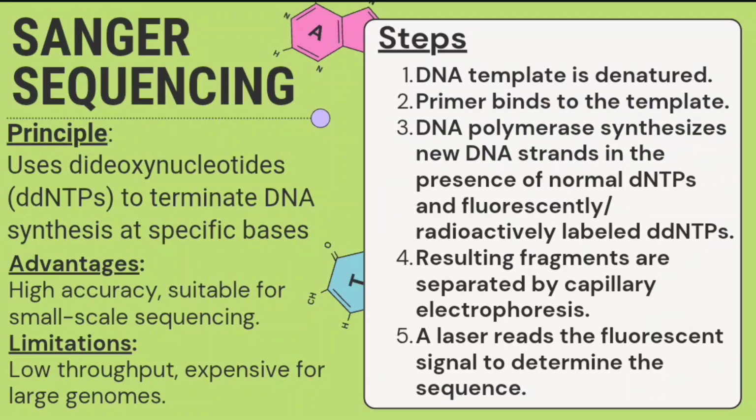In Sanger sequencing, the technique uses dideoxynucleotides or ddNTPs to terminate DNA synthesis at a specific base. It includes some processes where first the DNA template is denatured, then a primer binds to the template, and DNA polymerase synthesizes a new DNA strand in the presence of normal dNTPs and fluorescently or radioactively labeled ddNTPs. Then the resulting fragments are separated by capillary electrophoresis, and lastly a laser reads the fluorescent signal to determine the sequence.